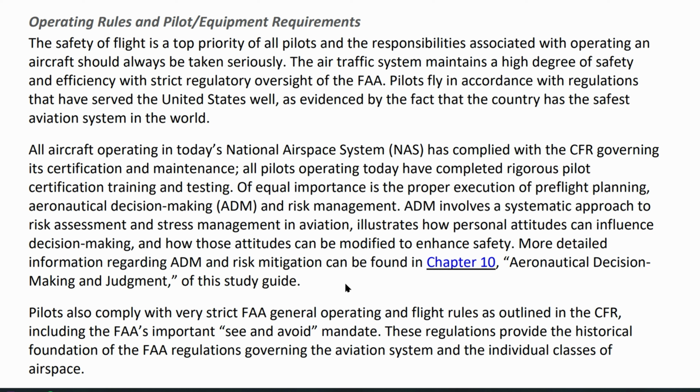An important acronym that you need to know is the National Airspace System. The National Airspace System encompasses the US and everywhere else around the world. The National Airspace System is NAS.